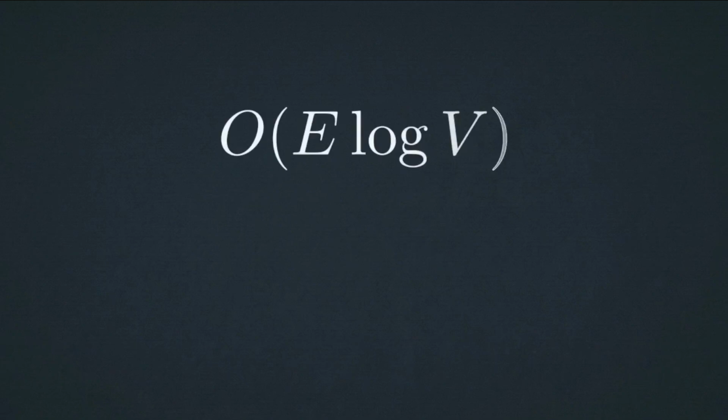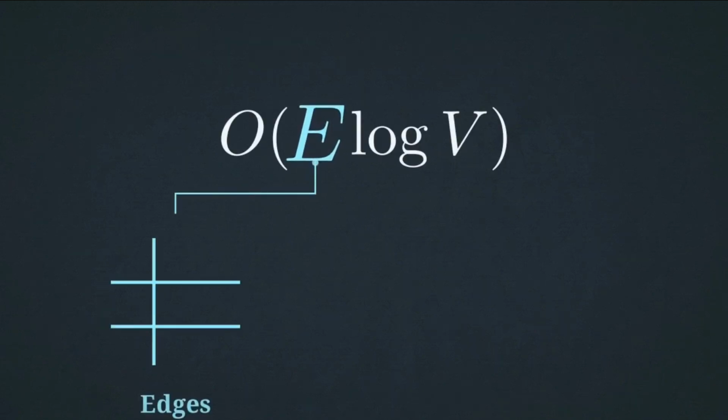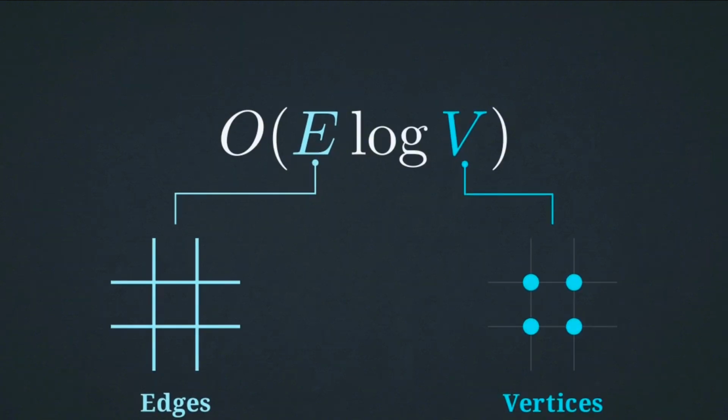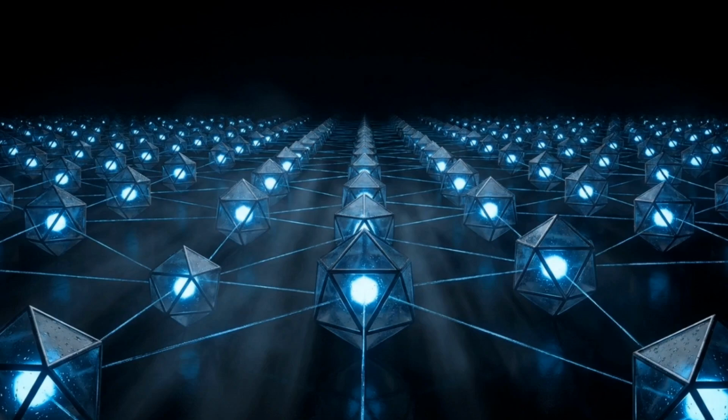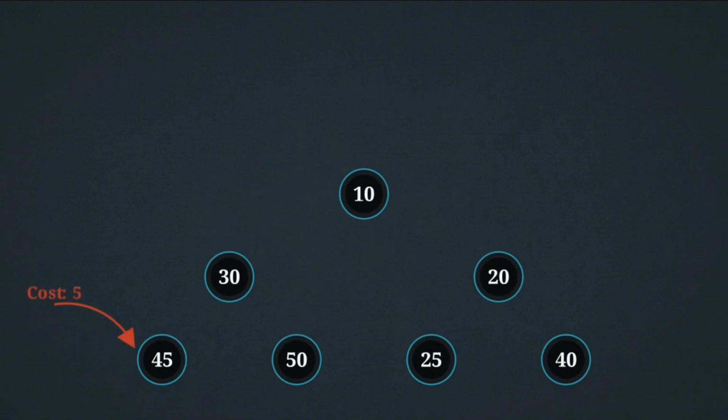The algorithm's efficiency is defined by its big O notation, specifically E log V. Here, E represents the number of edges, or roads, and V represents the vertices, or intersections. To maintain this speed as the map grows, the algorithm must adapt instantly. If it discovers a faster shortcut to a location it already knows about, it must rapidly update that specific node's value so it bubbles up the queue.